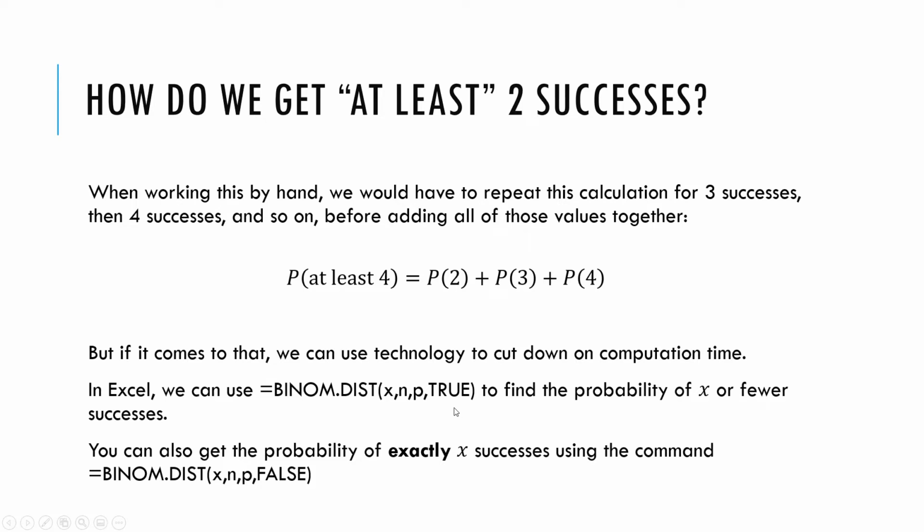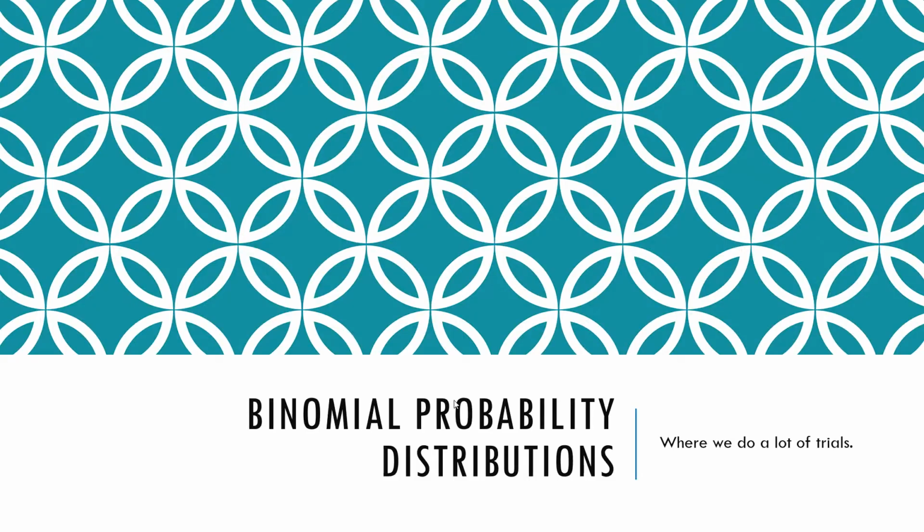If you use true as the final argument in your command here, it will give you the cumulative probability of having 0 to x successes. So it will not give you x or more, but you can get the complement of that. So you can get there with the binom.dist command. Alternatively, you can get the probability of exactly x successes out of n trials using the false flag on the binom.dist command. So that's how we get around all that.